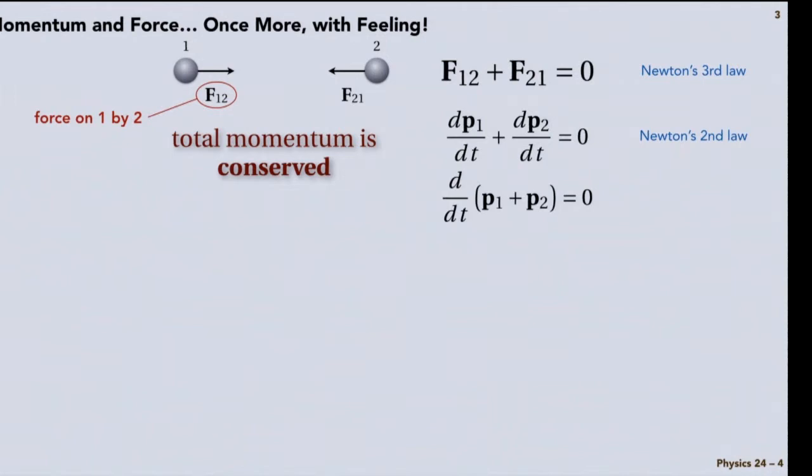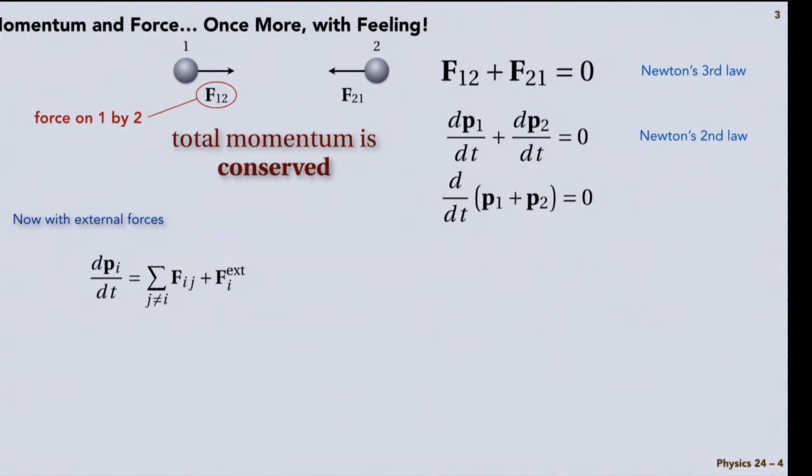The total momentum, if I add together the momentum of the constituent particles of my system, which in this case only has 2, and there's nothing else, the quantity P1 vector plus P2 vector is conserved. But now I want to add in external forces. So the notation is going to get a little busier.